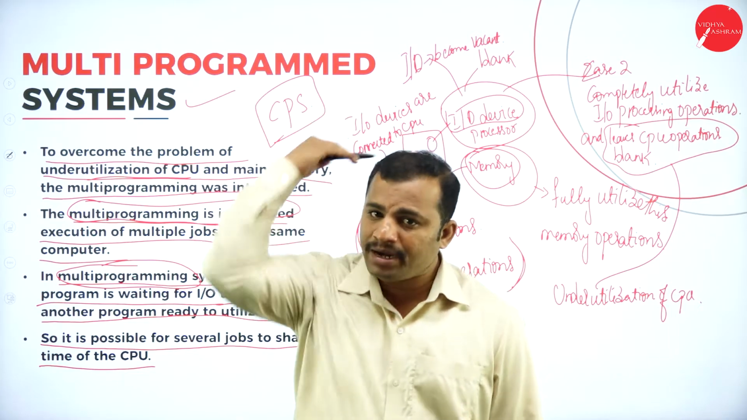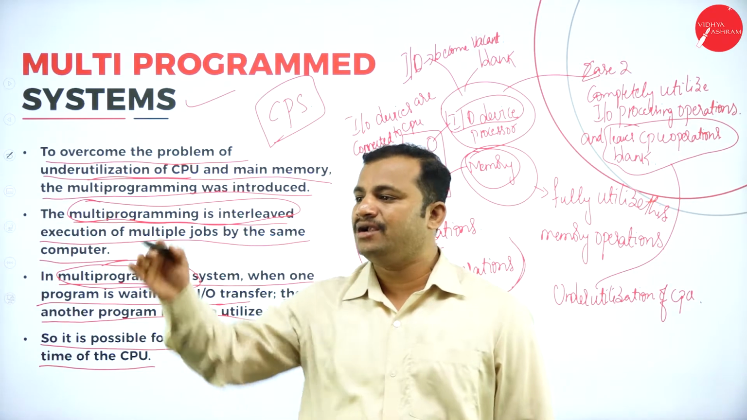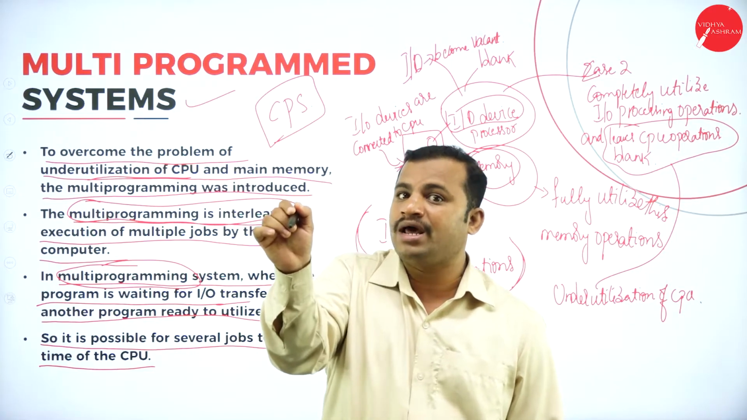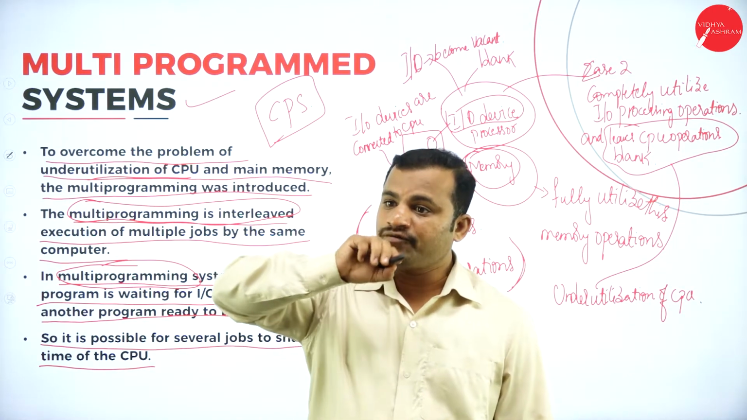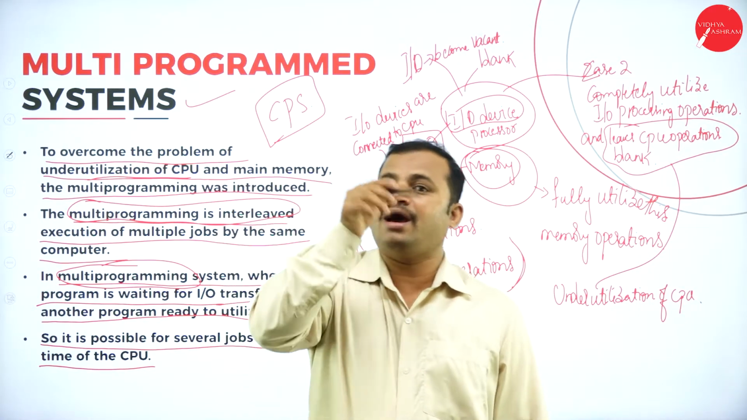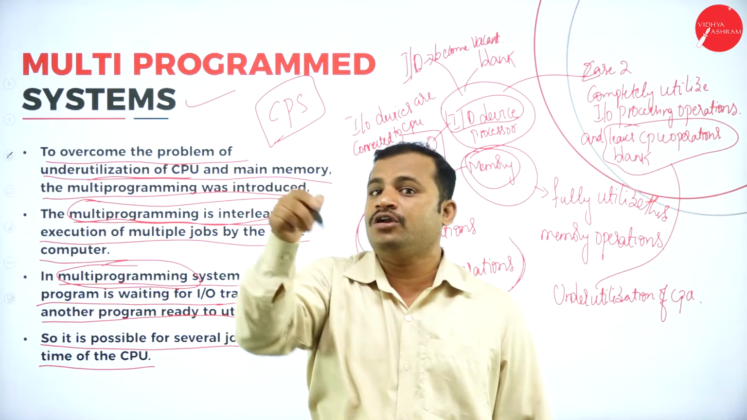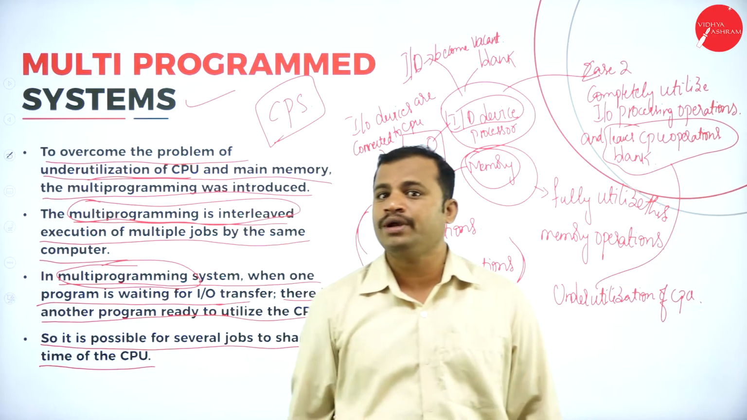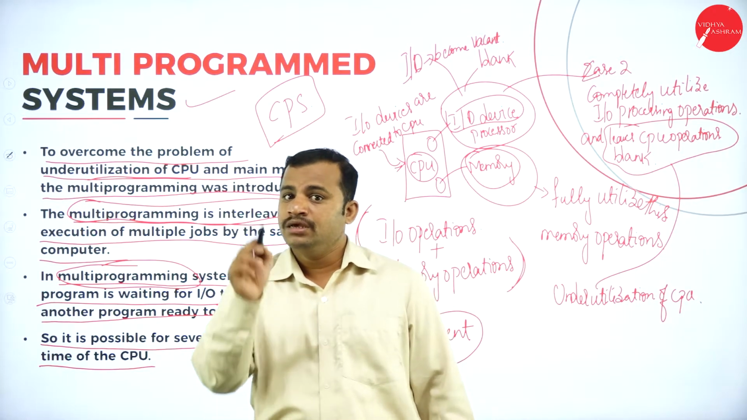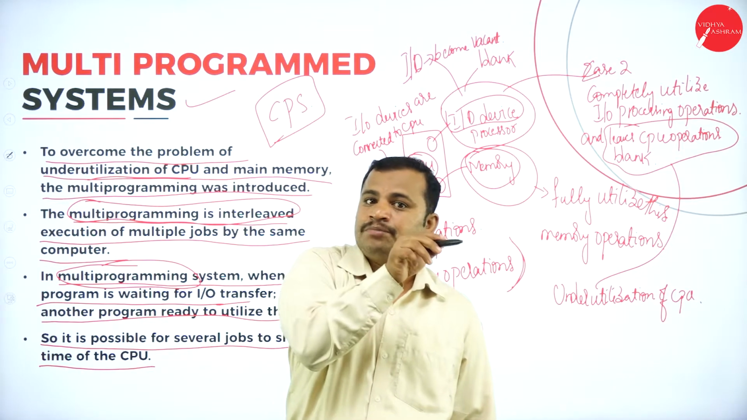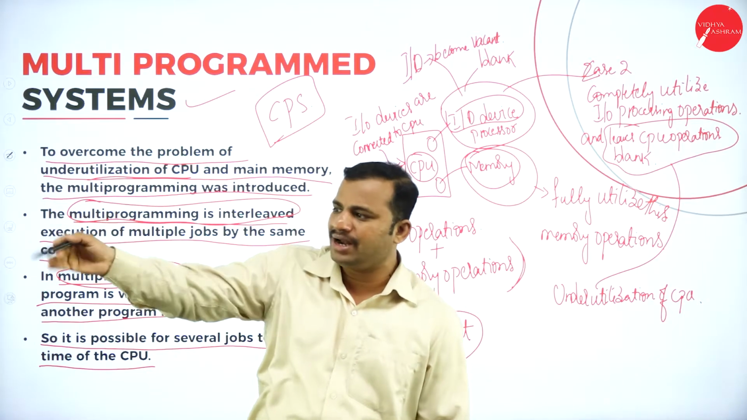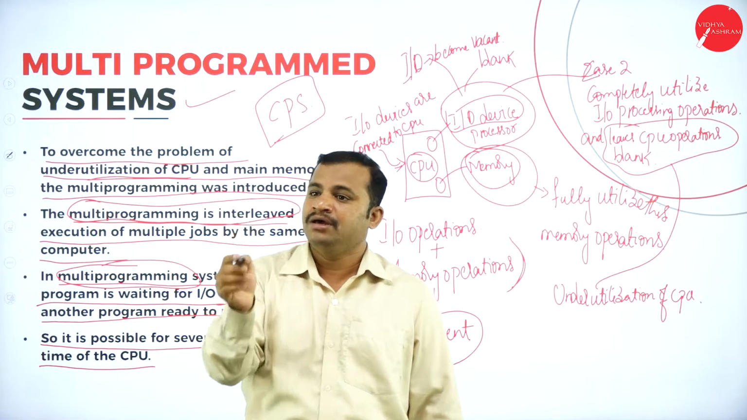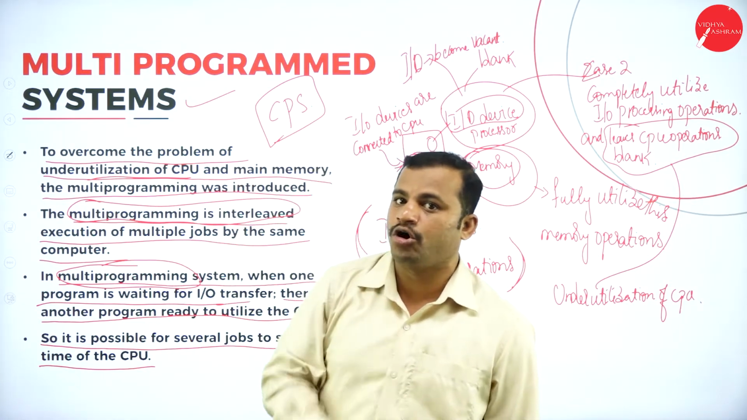Suppose I completely do the CPU operations and leave the I/O operations, then it is called overutilization, because one process is already executing and another process is waiting in the queue to use the CPU. Instead, if the second process wants to perform the I/O operation, let it do that, the I/O operation. In the meantime, let the first job complete the CPU operation.